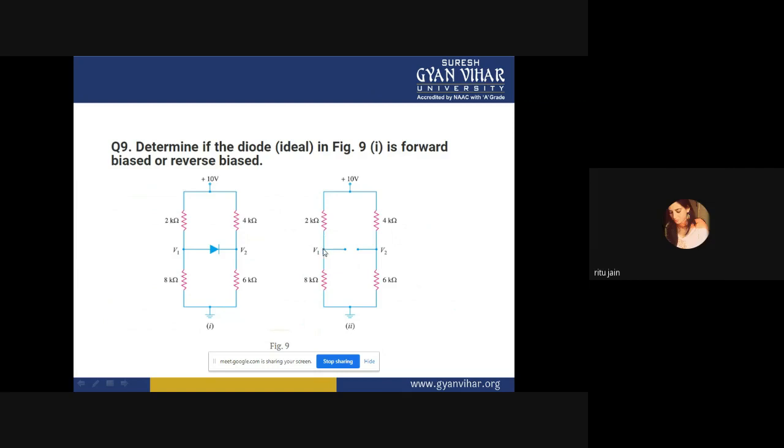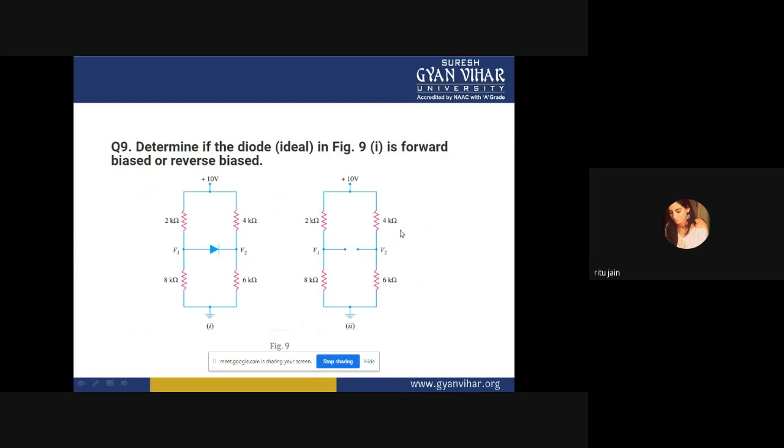The voltage across this point is your V1. So the voltage across this 2 kilo ohm branch is equal to 10 minus V1. If you talk about this branch, at this terminal the voltage is your V1, and at this terminal the voltage is equal to 0. So the voltage across this branch is V1 minus 0, which is equal to 8 kilo ohm into current. Like this, the voltage across this branch is V2 minus 0, equal to 6 kilo ohm into current.